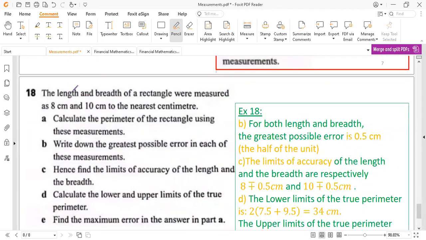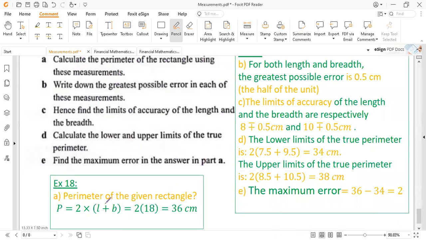For example, the length and the breadth of a rectangle were measured as 8 centimeters and 10 centimeters to the nearest centimeter. Calculate the perimeter of the rectangle using these measurements. First of all, the perimeter of a rectangle is equal to double the sum of the length and the breadth. So it is equal to 36 centimeters. Easy.